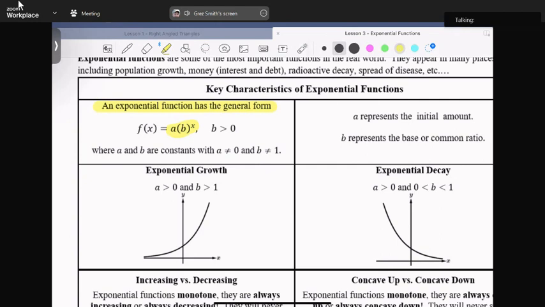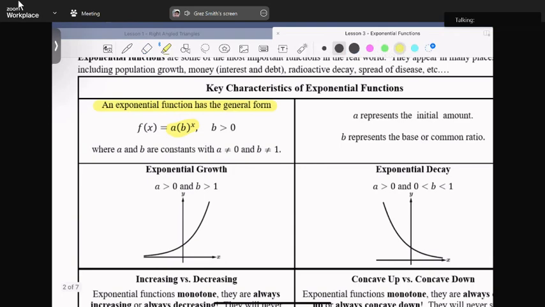Now, when we do that, we have to have the constant a not equal to 0. Why does a have to not be 0? You wouldn't have a function. But more importantly, why can b not equal 1? Yeah. If b is equal to 1, the function's not going to be going up or down. It's just going to flatline. It's not really an exponential function. It's only going to be y equals a.